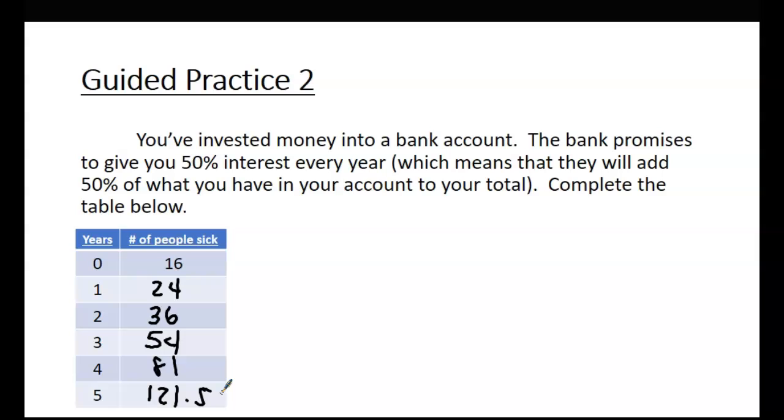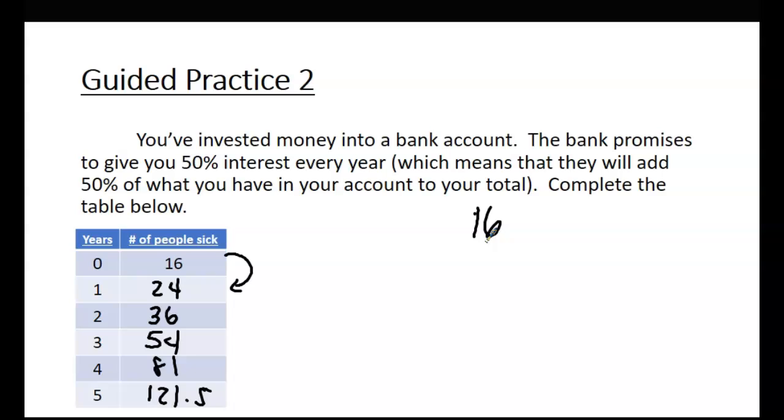So let's see. Let's start with this one. How do we get from 16 to 24? Well, what we did was we took 16, and what did we do to that 16? We divided it by 2, right? Well, why did we divide it by 2?